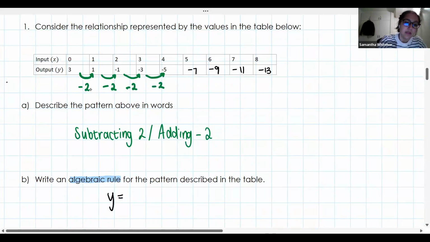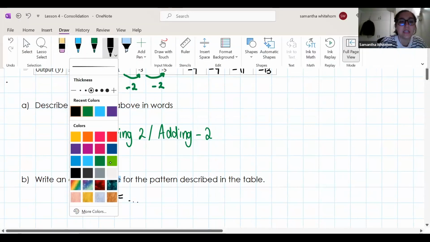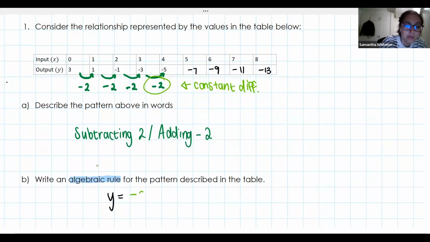So something to do with x. Now, I've told you this already, but the trick or the starting point for finding any algebraic rule is to take the value that you know you are adding or subtracting each time, when you are adding or subtracting the same thing. So when you have what we call a constant difference, the trick is to take whatever you're adding or subtracting and multiply that by x. So we're going to say -2x.